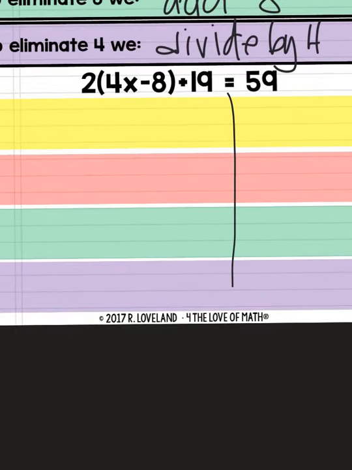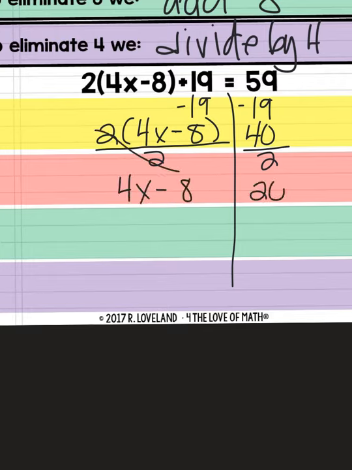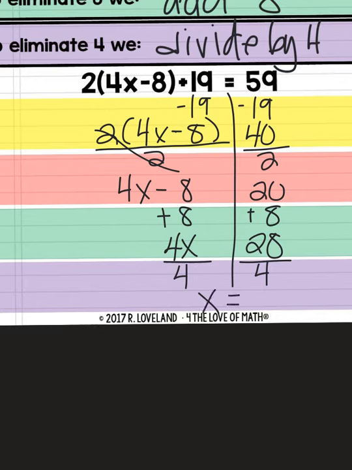I need to subtract 19, subtract 19. I'm left with 2 times 4x minus 8 equals 40. Now I'm going to divide by 2. That's going to give me 4x minus 8 equals 20. Now I need to add 8. That's going to leave me with 4x equals 28. Finally, I'm going to divide by 4. That leaves me with x equals 7.